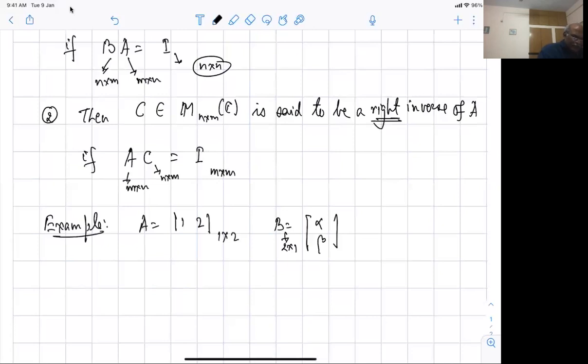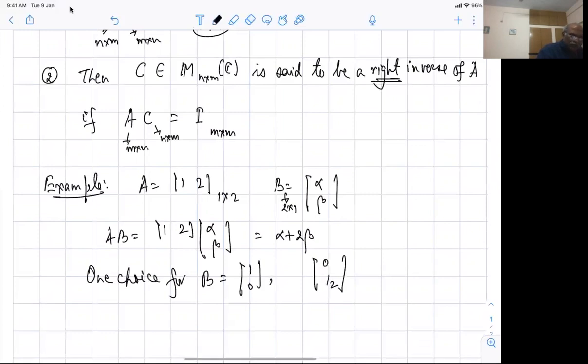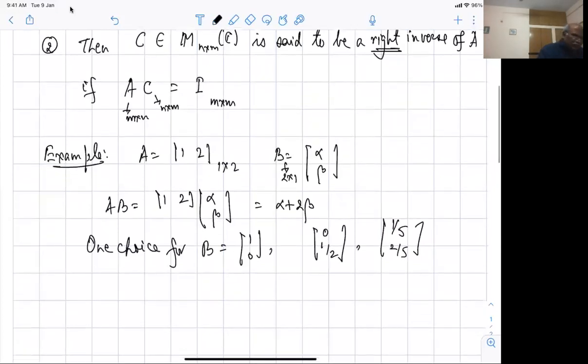So when I multiply A times B, I get 1, 2 times alpha beta, which is equal to alpha plus 2 beta. Fine. So one choice for B is 1 comma 0. Another choice will be 0 comma half. And another choice could be 1 upon 5 and 2 upon 5. So there are a lot of choices that you can have. They have some special meanings and so on that we will not bother with in this course. Fine. So this is one example.